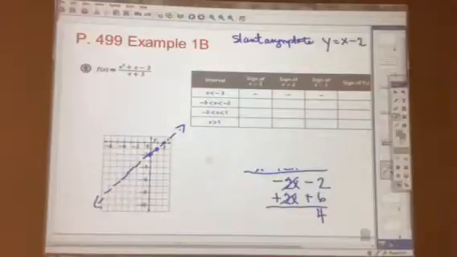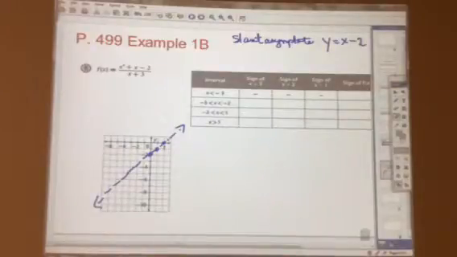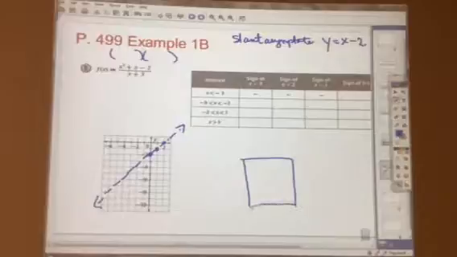All right, next thing we're going to do, we're going to look for vertical asymptotes, or we're going to look for holes in the graph. So how am I going to get factors? What am I going to do to my numerator? Factor it. If you don't know how to factor, you have to put it in a box.